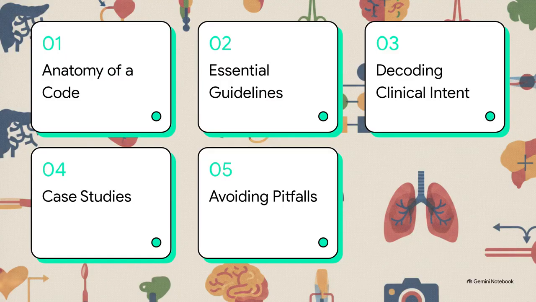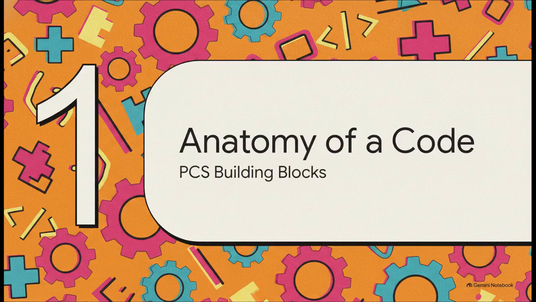Okay, let's run through our agenda real quick. First, the anatomy of a PCS code. Then, essential guidelines and conventions. After that, we're decoding the clinical intent, diving into some root operation case studies, and finally, avoiding those common coding pitfalls.